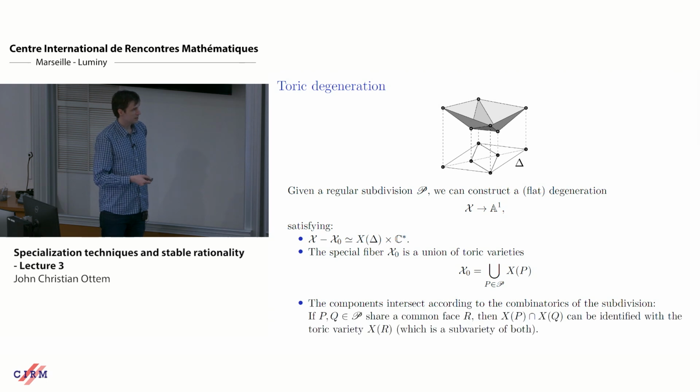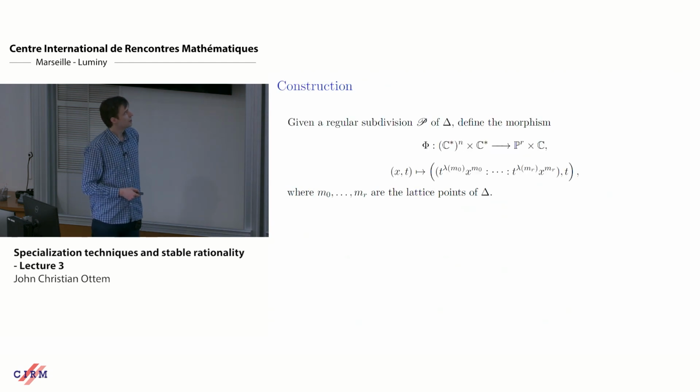And the nice thing is that we know how these intersect in the special fiber. If you have two polytopes in the subdivision, and they share a common face R, then the two strata intersect along the corresponding subvariety. So the way that these polytopes intersect in the subdivision reflects how the strata intersect in the degeneration.